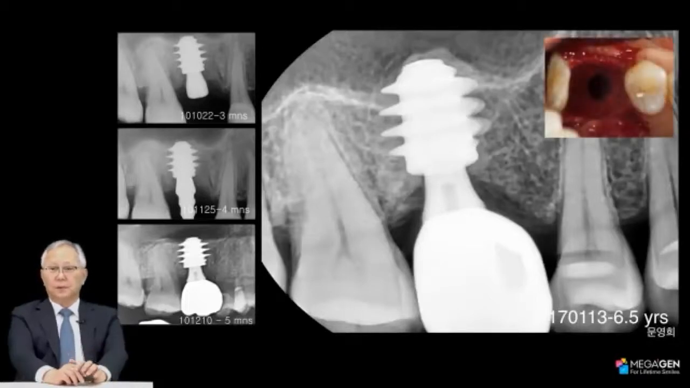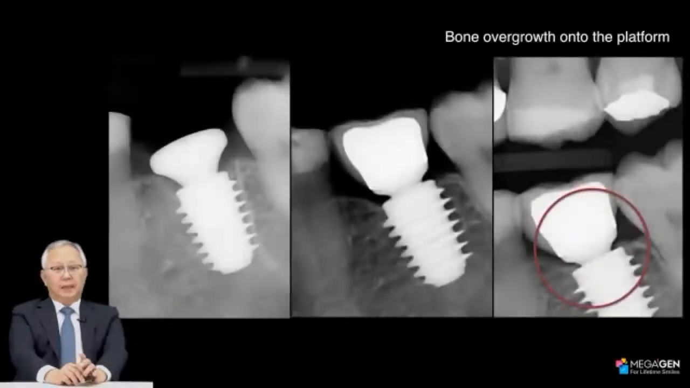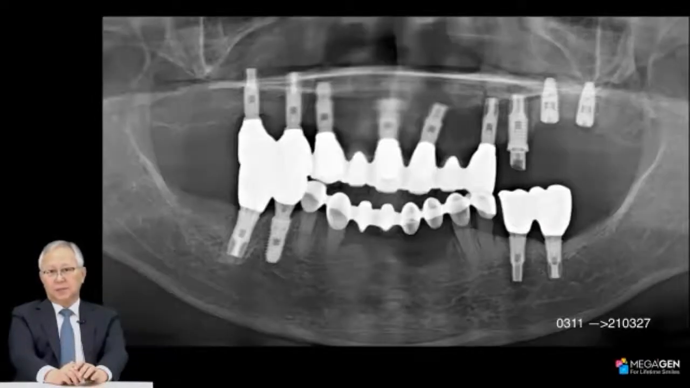See? You remember the initial stage was a very big socket defect with a limited height of bone, but almost 7 years later, there was bone overgrowth on the top of the implant and onto the platform. This is a really wonderful result, right? And not only this, we have millions of cases showing this bone overgrowth, which is very difficult to find with other implant systems. So let's see.